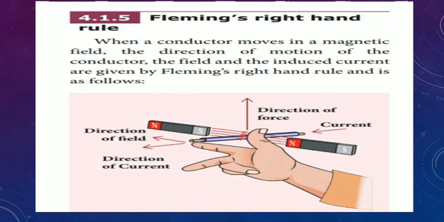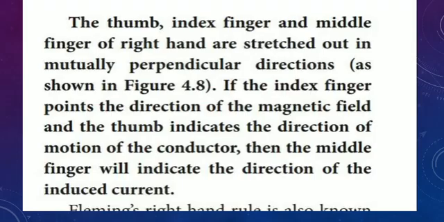Okay, students, see this Fleming's right hand rule. See this thumb finger, the fourth finger and the middle finger. First, the thumb represents the direction of force on the conductor, and the fourth finger gives the direction of magnetic field, the north pole and south pole, and the middle finger gives the direction of current.